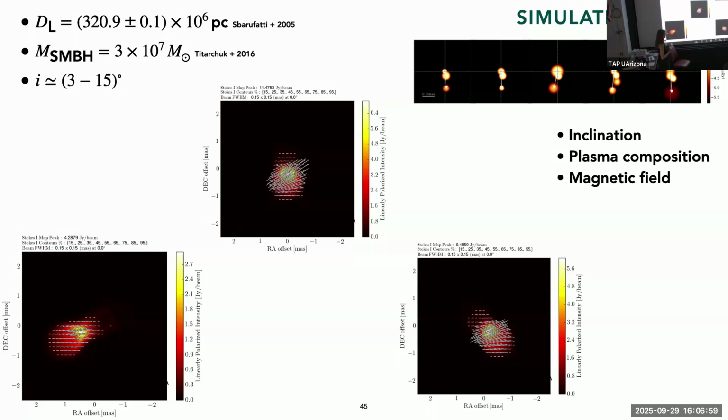This is just based on the inclination. We have one tool, the plasma composition in the radiative transfer calculations, which just gives you a ratio between protons and electrons. And we can play with that, and apparently it changes something as well. And we can change the magnetic field in that study as well.